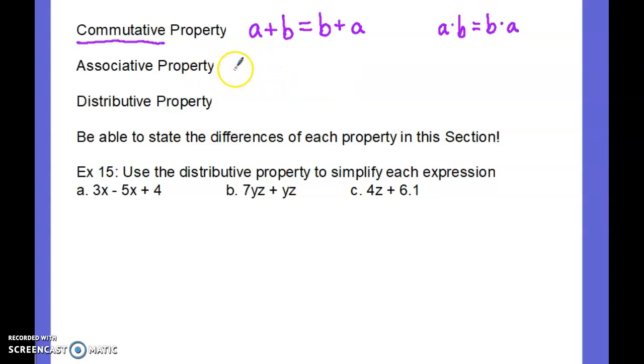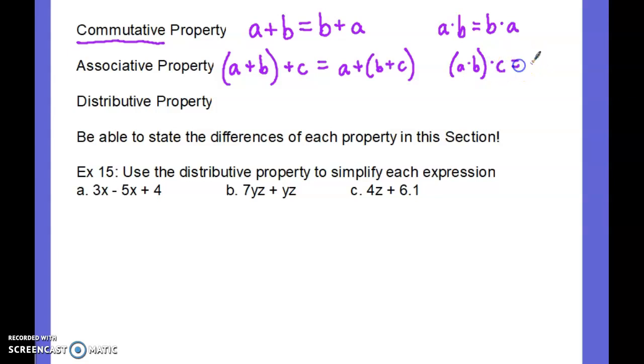Now associative is where we tend to throw in parentheses, like writing A plus B plus C. Is that the same thing as adding B plus C first and then A? And this is a true statement. Again, it works for addition, not necessarily for subtraction or division. So multiplication also works. A times B times C, that's the same thing as A times B times C. This is called the associative property.